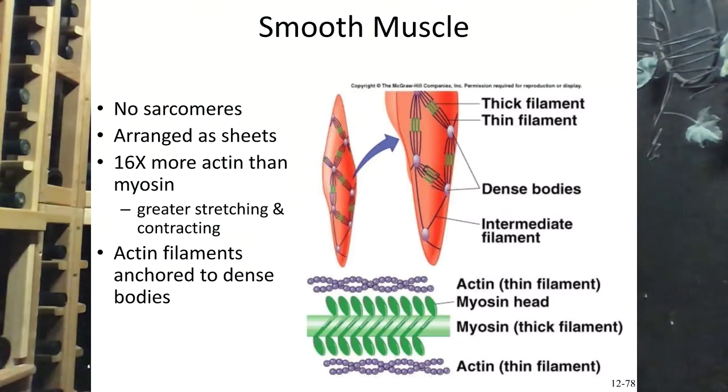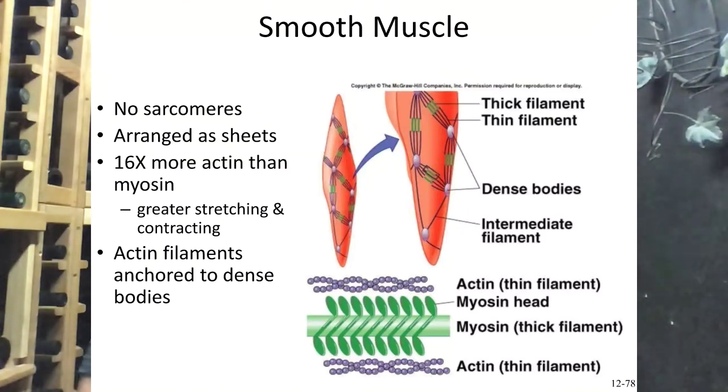Okay, but in here, there's 2 times more actin than myosin, and it's arranged along the length of the entire smooth muscle. And it's attached at the ends at the plasma membrane or to these cytoplasmic protein structures that we call dense bodies. You can see the little rounded structures there.